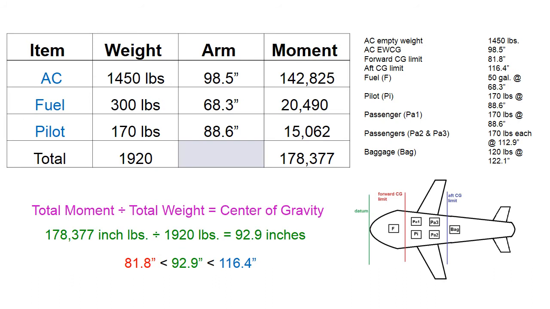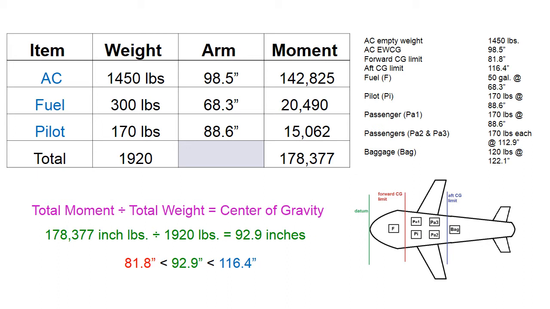To conduct our forward condition check of this aircraft, let us start with an item, weight, arm, moment chart, such as we have used before. The first item to add to this chart is the empty weight and empty weight center of gravity of the aircraft. Then we multiply those values to get the moment for the empty aircraft.